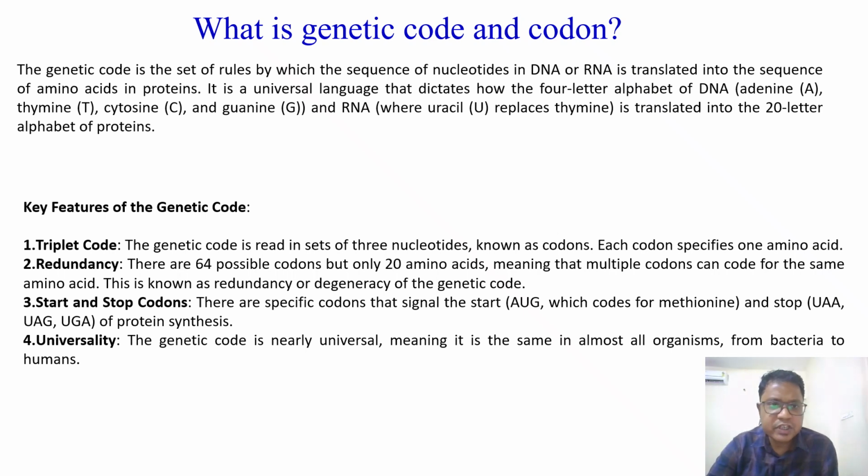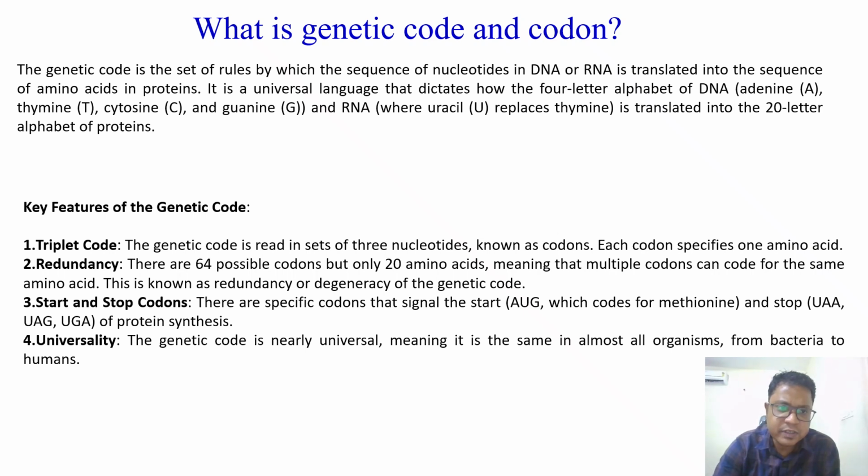Okay, so the genetic code is a set of rules by which the sequence of nucleic acid in DNA and RNA is translated into the sequence of amino acid in protein. It is a universal language that dictates how the four-letter alphabet of DNA and RNA is translated into the 20-letter alphabet of protein.